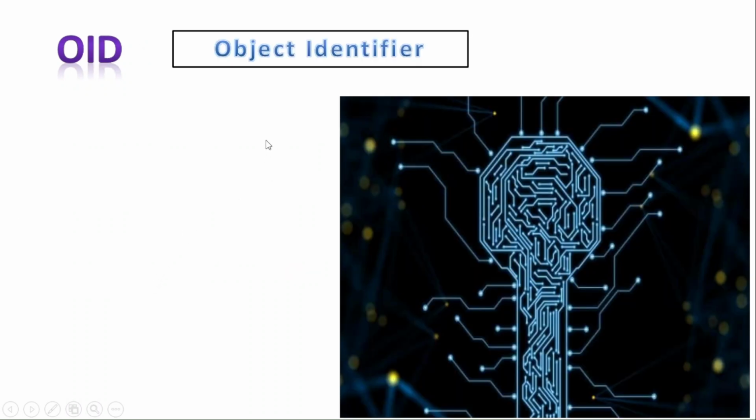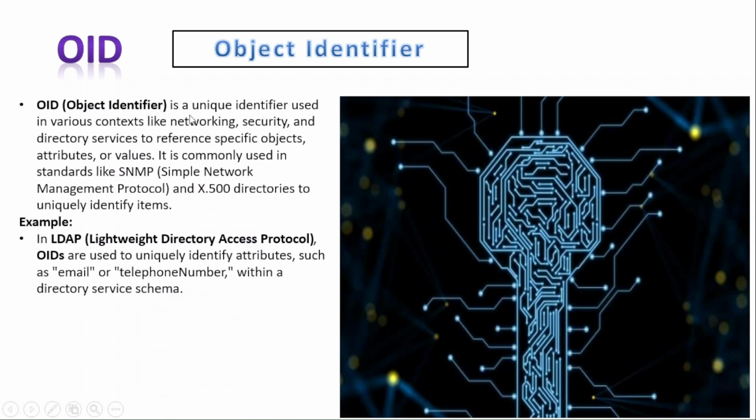OID, that is Object Identifier. OID Object Identifier is a unique identifier used in various contexts like networking, security, and directory services to reference specific objects, attributes, or values. It is commonly used in standards like SNMP, that is Simple Network Management Protocol, and X.500 directories to uniquely identify items. Example: in LDAP, that is Lightweight Directory Access Protocol, OIDs are used to uniquely identify attributes such as email or telephone number within a directory service schema.